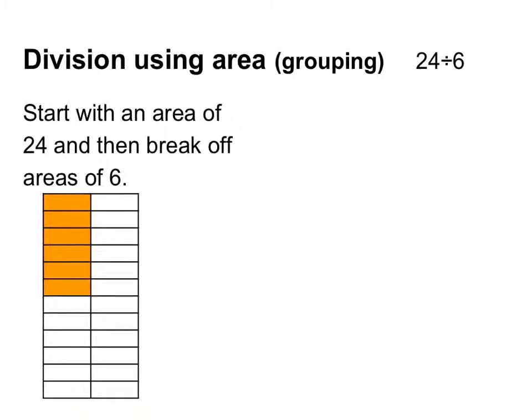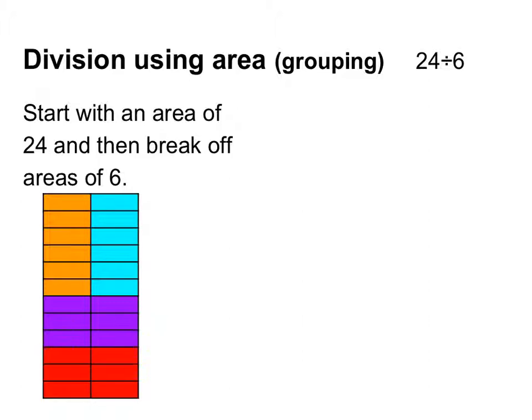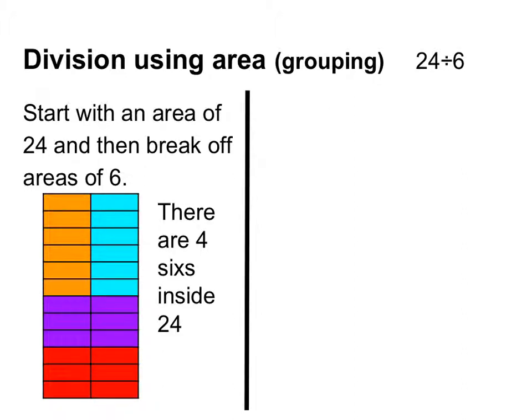And now I'm going to break off 6, or in this case, I'm going to shade them. So this orange patch, that's 6 parts, has an area of 6. Then this turquoise, there's another 6. So far, I know that there are 2 6s inside of 24. And then I'm going to shade these purple ones, so there's another 6. I'm going to shade these red, there's another 6. And this fits perfectly, which tells me that there are exactly 4 6s inside of 24. So 4 6s inside of 24 tells me that 24 divided by 6 is 4.